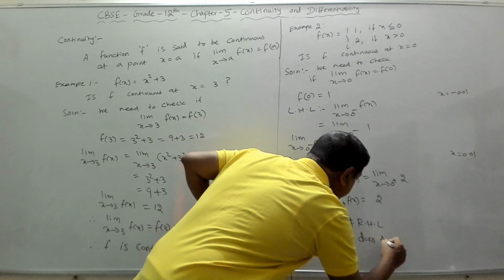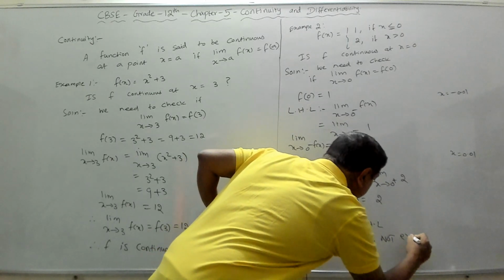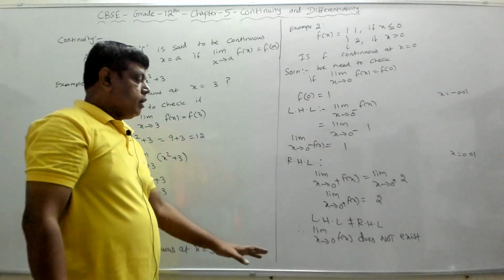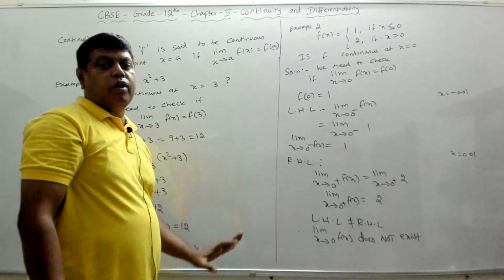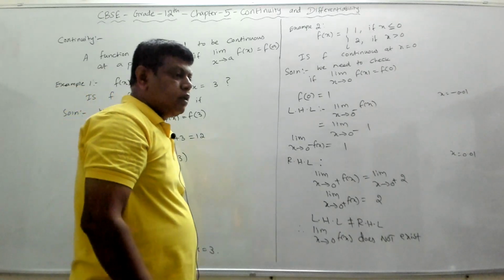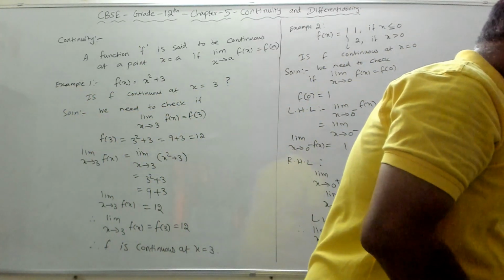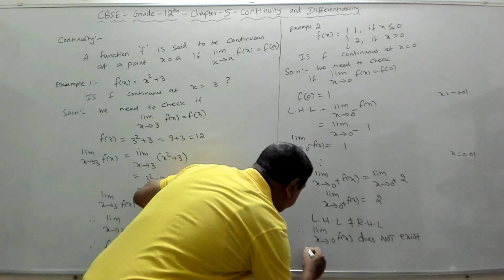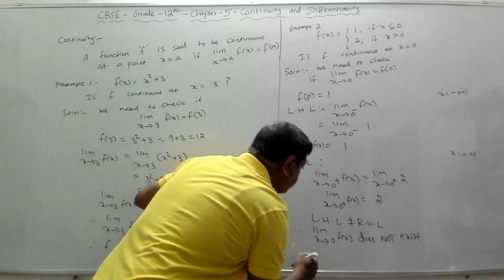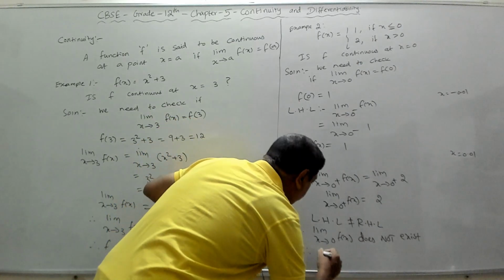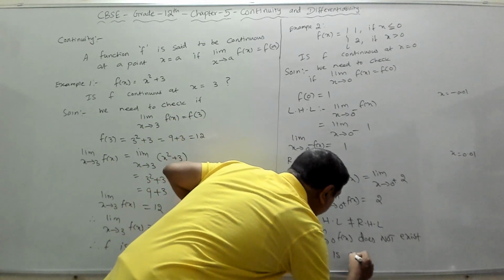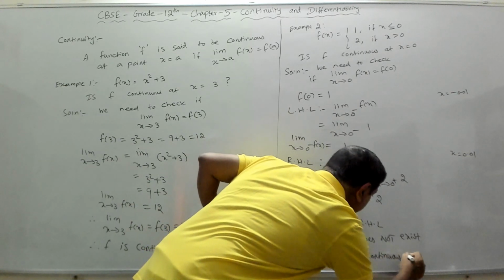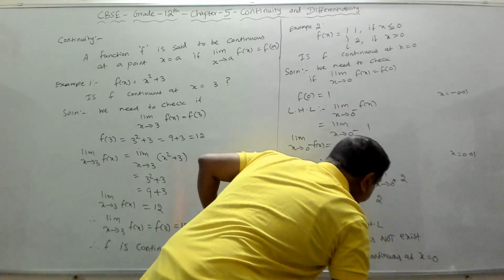The limit will exist only when your LHL is equal to RHL. Only when your left hand limit is equal to right hand limit does the limit exist. If not, you will say limit does not exist. So since the limit does not exist, therefore we will say f is not continuous at x equal to 0.